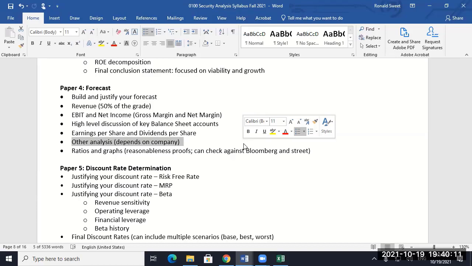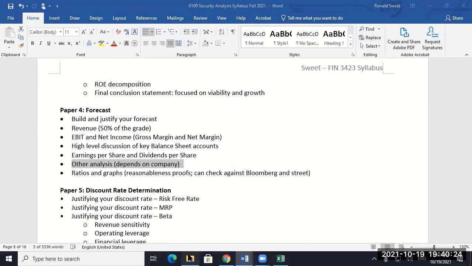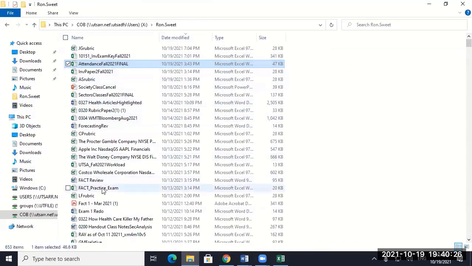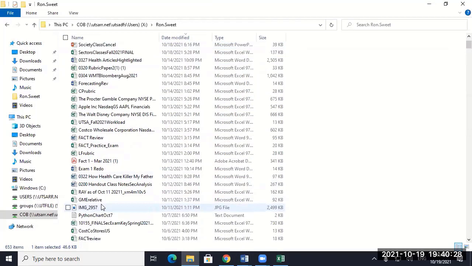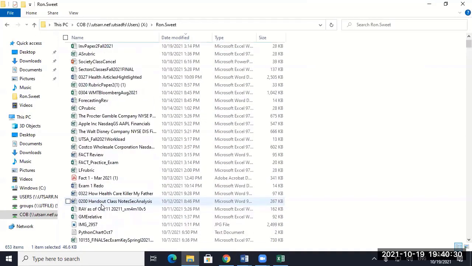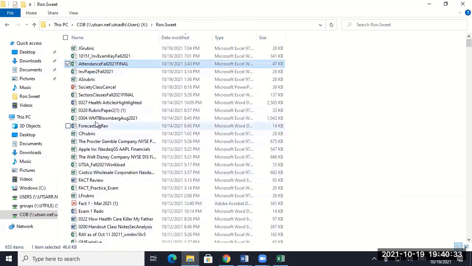You can use the Walmart Excel to do your entire forecast. It's somewhat simplistic, but if you do that, make sure you create an entire separate sheet just for the revenue forecast and bring that into the Walmart. But the Walmart is set up for you to do a full-fledged forecast. I can't find Walmart. There it is.